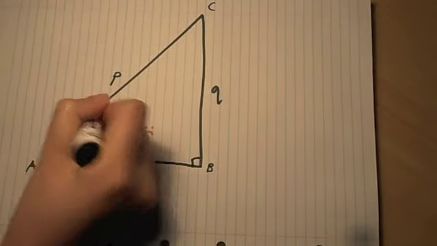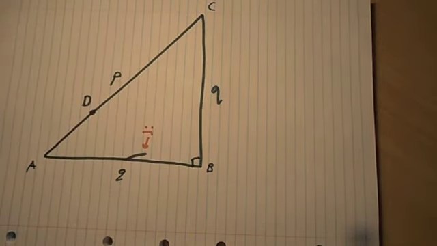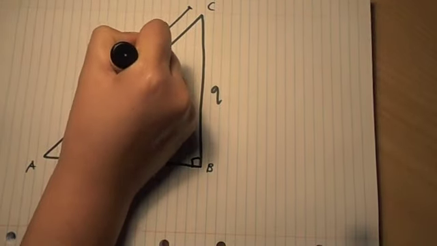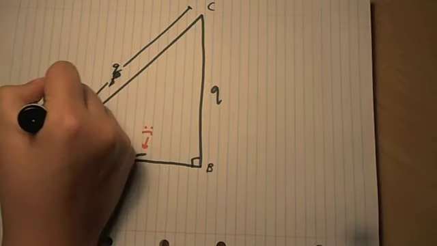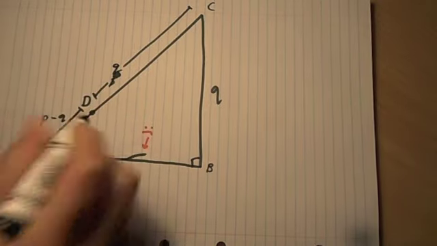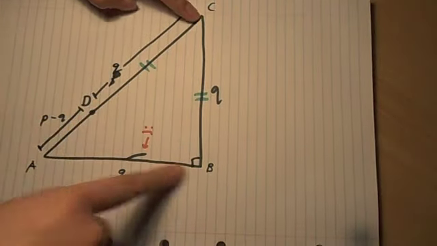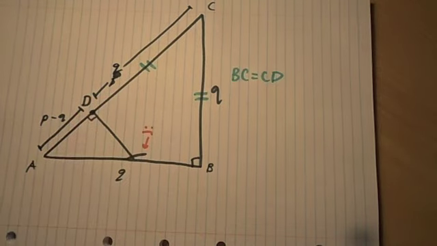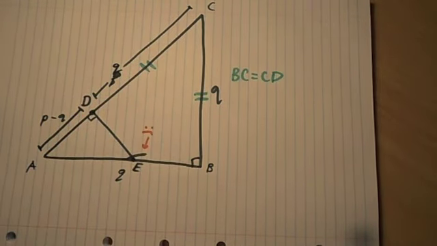and I'm going to put in another point, D, such that the length of CD equals q, and since the length of the whole AC equals p, then the length of AD just equals p minus q. And now we have BC equals CD. I'm going to draw another point E, such that line ED is perpendicular to AC.